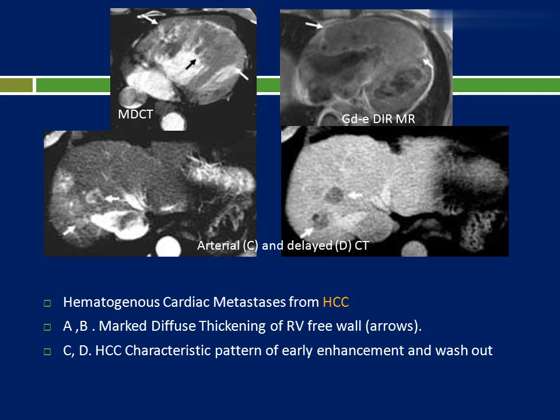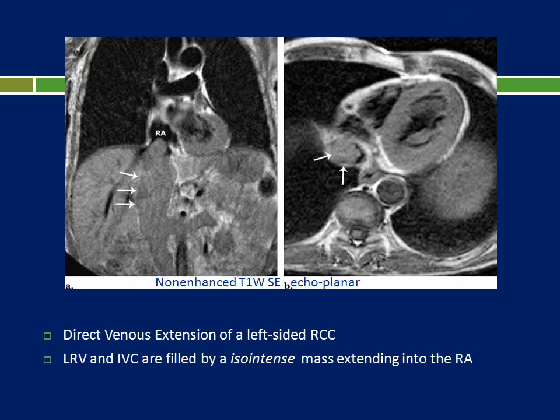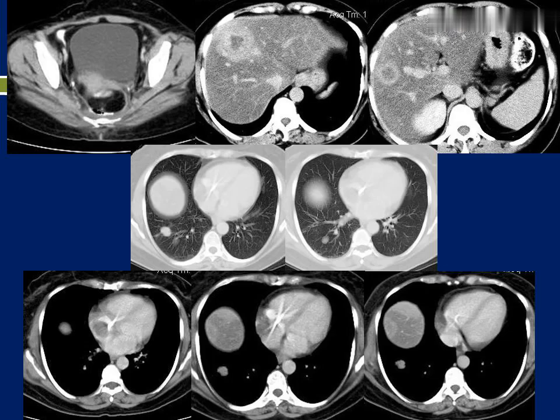MDCT, GDE. Arterial, C, and delayed, D, CT. Hematogenous cardiac metastases from HCC. A, B, marked diffuse thickening of the RV free wall, arrows. C, D, HCC characteristic pattern of early enhancement and washout. Direct venous extension of a left-sided RCC. Non-enhanced T1W SE echoplanar: LRV and IVC are filled by an iso-intense mass extending into the RA.